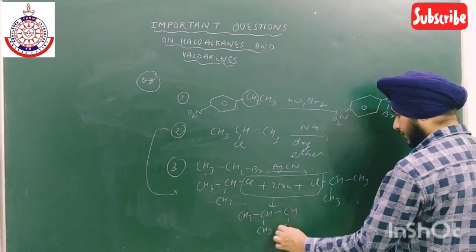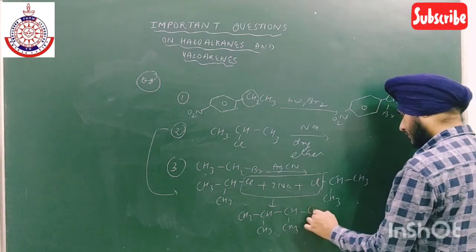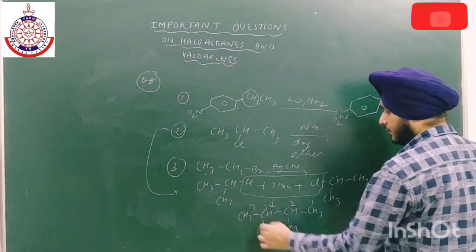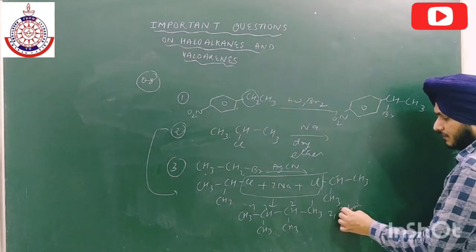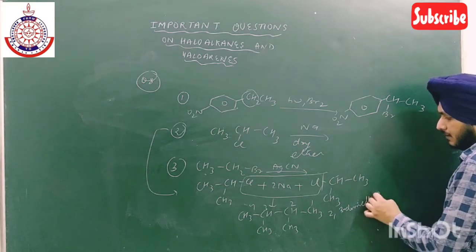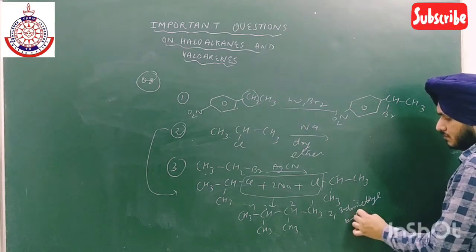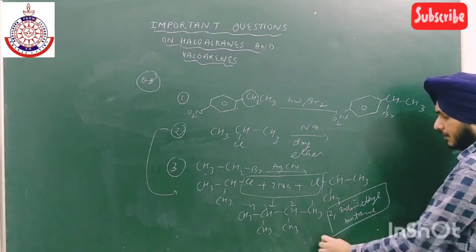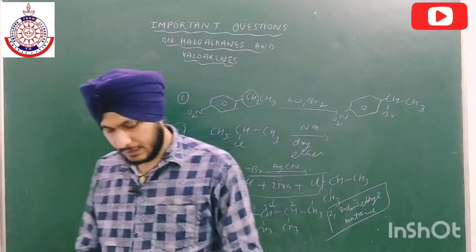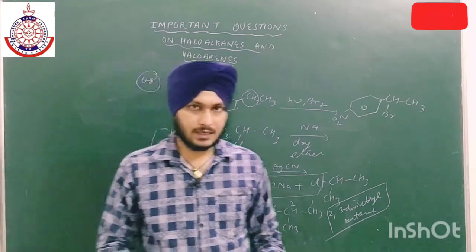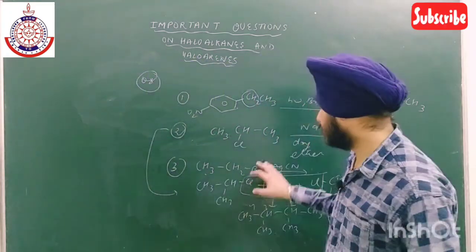And the name of the product is 1, 2, 3, 4. So 2,3-dimethyl butane. 2,3-dimethyl butane. Okay, so this is our 8th question, second part, and we are left with the third part.